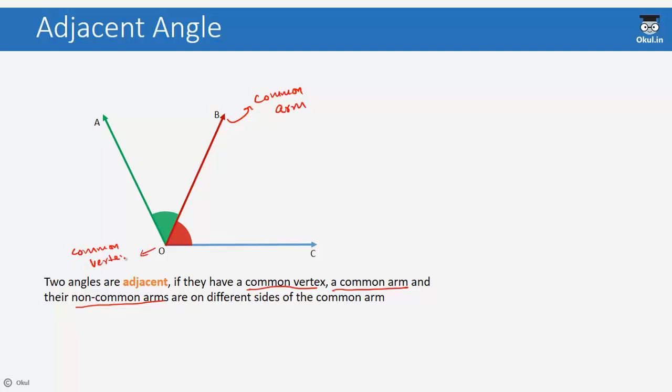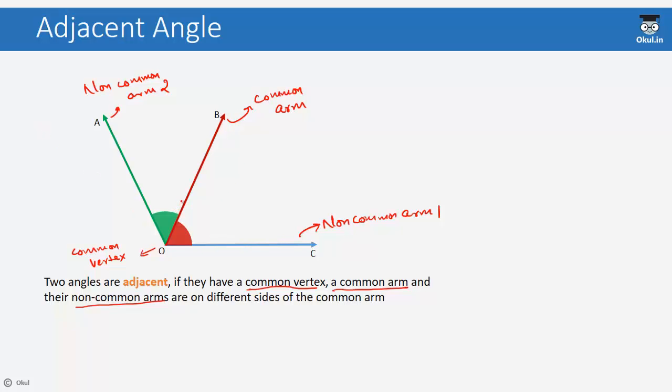O is the common vertex, and then we have two non-common arms OC and OA. So OC being the non-common arm 1 and OA being the non-common arm 2. So what we need to do is prove that these angles are adjacent. So one, they have a common vertex, the first condition, and they have a common arm, that is OB. So we have a common arm OB as well. Then the non-common arms, that is OC and OA.